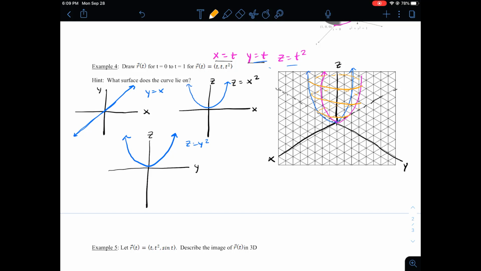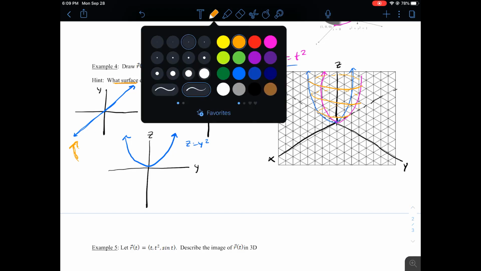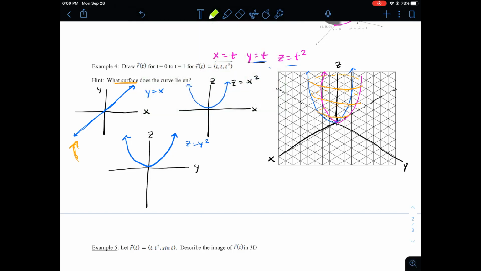Okay, but where does the actual curve lie? So that answered what surface it lies on. It lies on a paraboloid. The curve actually lies on this trace, y equals x. So let me pick a different color here. That would be the equation y equals x. Here. And then in the back, it would go out this way. I will compile a better 3-dimensional picture for you. I'll add it to this video in a second.